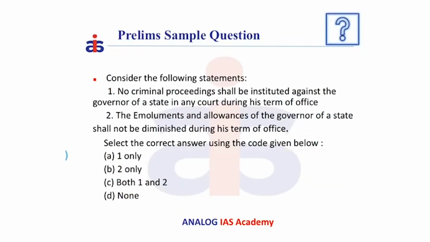Now let us solve this question. Consider the following statements. Statement 1: No criminal proceedings shall be instituted against the governor of a state in any court during his term of office. Statement 2: The emoluments and allowances of a governor of a state shall not be diminished during his term of office. Pause the video and solve this question. As we have discussed earlier, statement 1 belongs to Article 361, therefore it is correct. Statement 2 is also correct, therefore the correct answer is C.